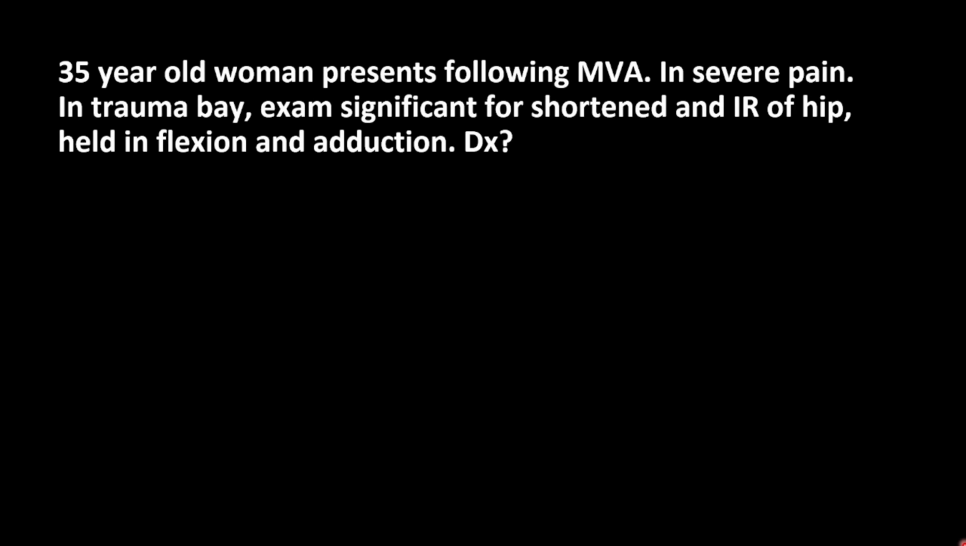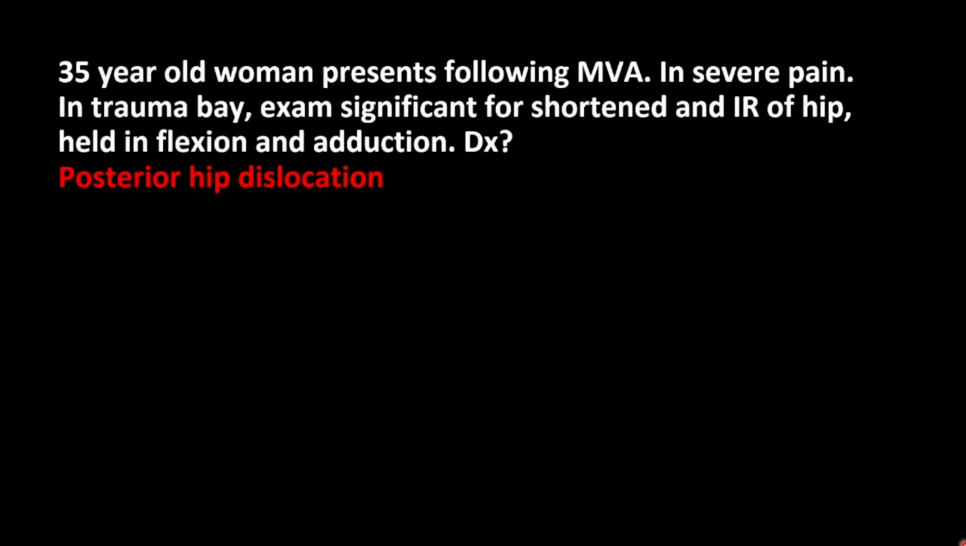All right, moving on. Let's say we have a 35-year-old woman presenting following a motor vehicle accident. This patient is in severe pain, and in the trauma bay, you note that the exam is significant for a shortened and internally rotated hip that's held in flexion and adduction. What is your diagnosis? So this is a posterior hip dislocation.